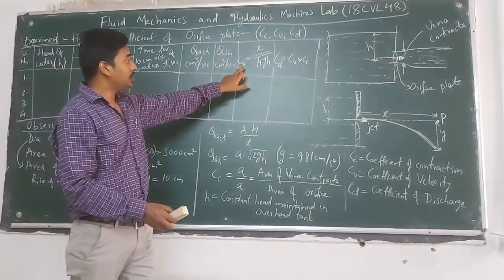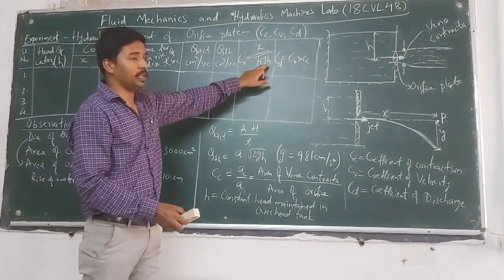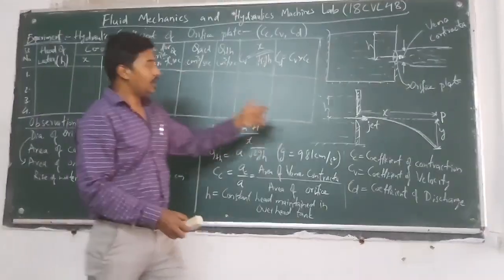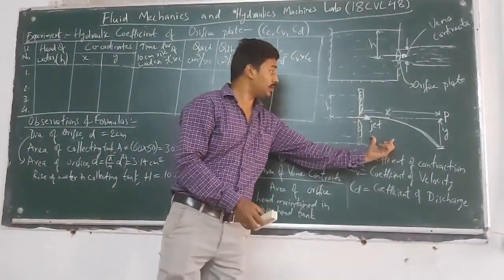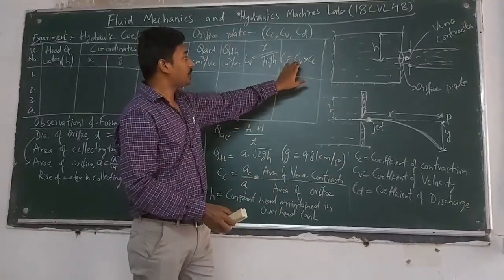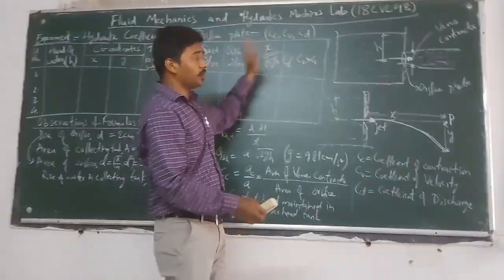Then CV, the coefficient of velocity, will be x divided by the square root of 4yh, where x and y are the coordinates taken from the trajectory of the jet, and h is the constant height. CD, the coefficient of discharge, is the multiplication of CV into CC. So that is the experiment.